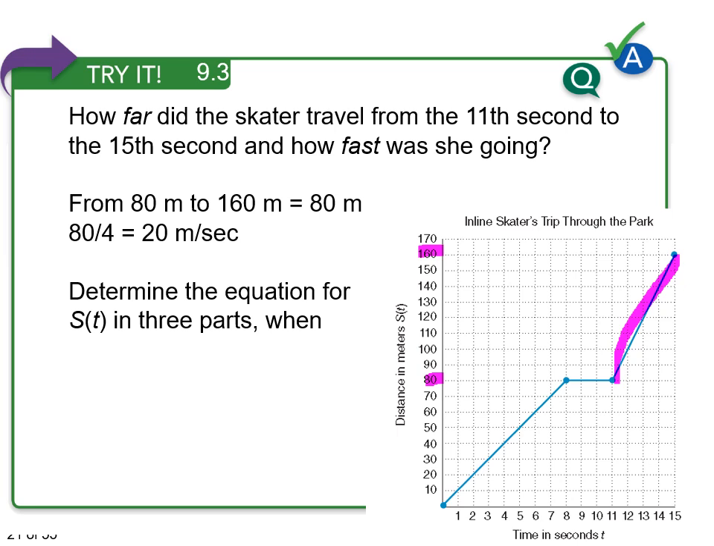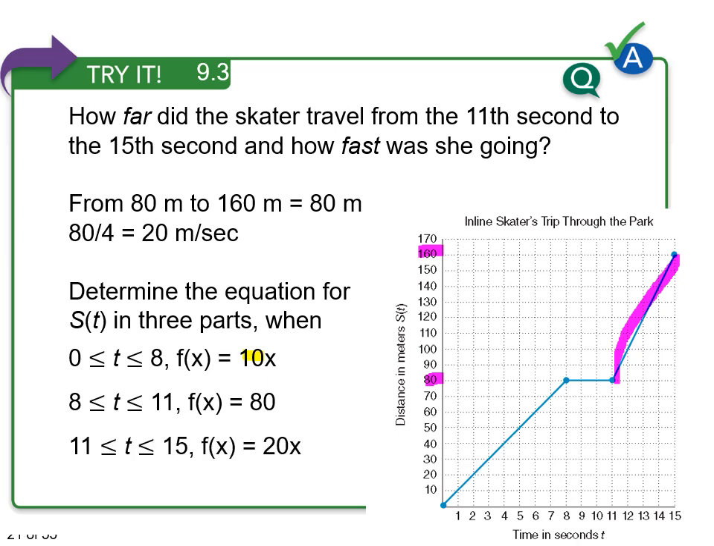Now it wants you to write an equation for each of those 3 parts. So in algebra, we would do this as a piecewise function. We're not getting that. You don't need to write it that technically now. We just want to think about from 0 to 8, the rate was 10 meters per second, so it's 10x. From 8 to 11, there is no x variable because it's a constant. The skater stayed at 80. And from 11 to 15, the rate changed from 10 to 20, so it's 20x.